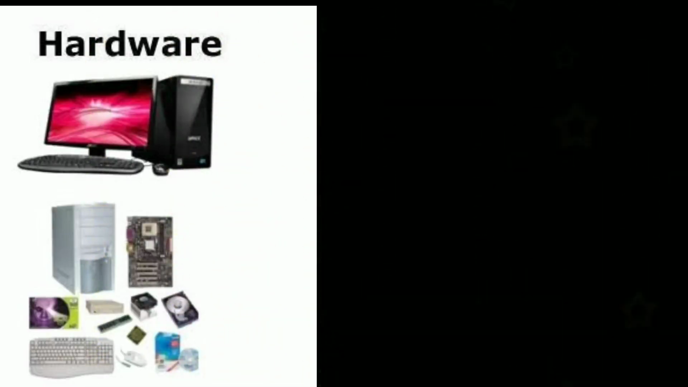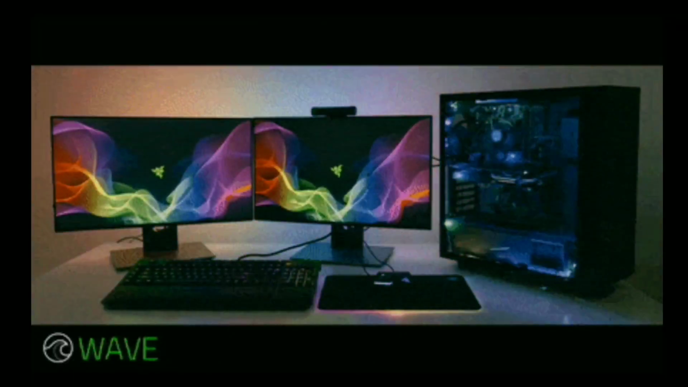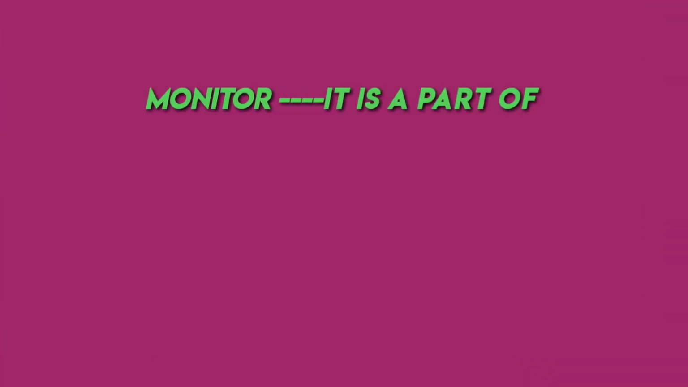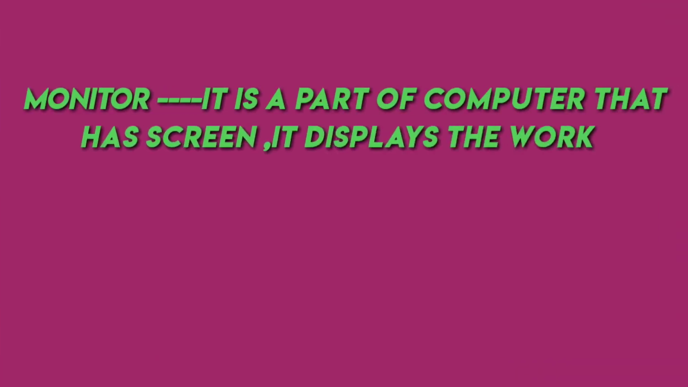Now, hardware. There are many parts of hardware in the computer. As I told you, the examples: monitor, keyboard, mouse, etc. So I am going to explain about monitor. Monitor, it is a part of the computer that has a screen.